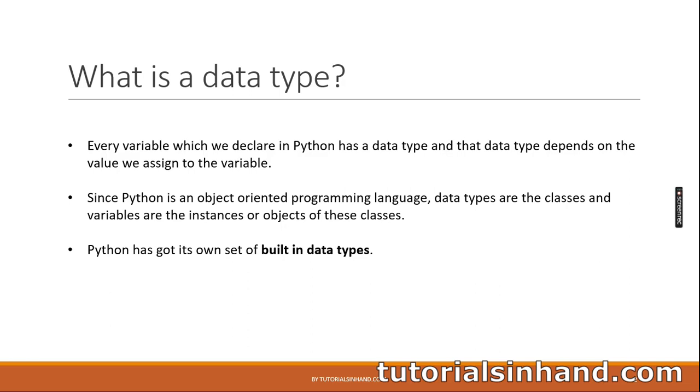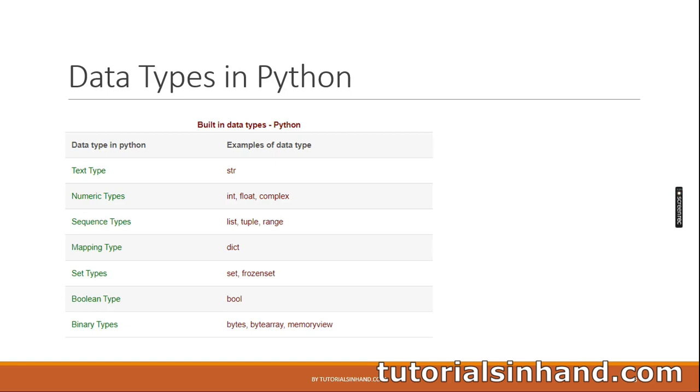Okay, so let's proceed. These are the basic data types which are available in Python. Text type is basically string, numeric types are int, float, complex, sequence types are list, tuple, range, mapping type is dictionary, set types are set, frozenset, Boolean type is bool, and binary types are bytes, bytearray, and memoryview. But among all of this, the ones which are mostly used and are very important in terms of your learning and interview perspective are str, int, float, complex, list, tuple, dictionary, set, and boolean.